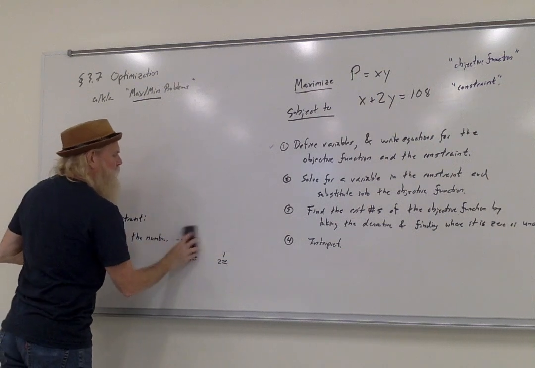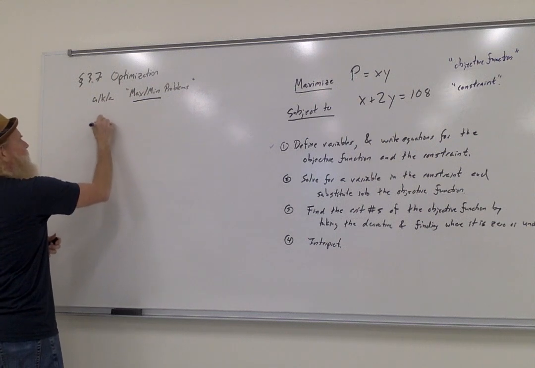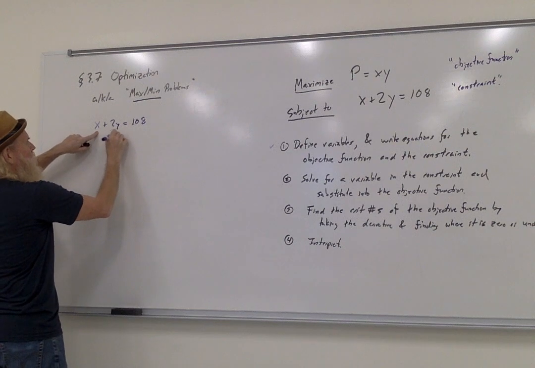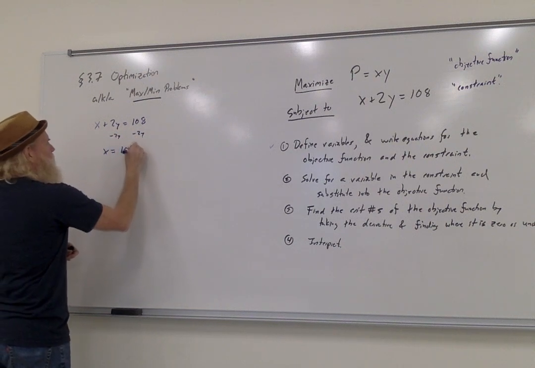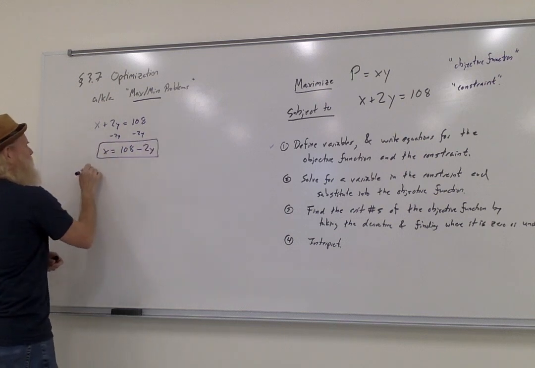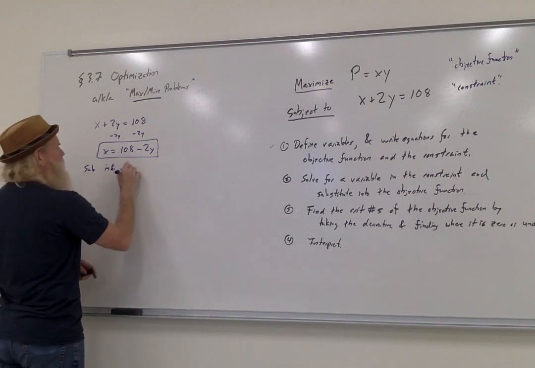So remember, we're solving for a variable in the constraint. So in the constraint, x plus 2y equals 108. We can subtract 2y from both sides to get x is 108 minus 2y. And then we're going to substitute into the objective function.